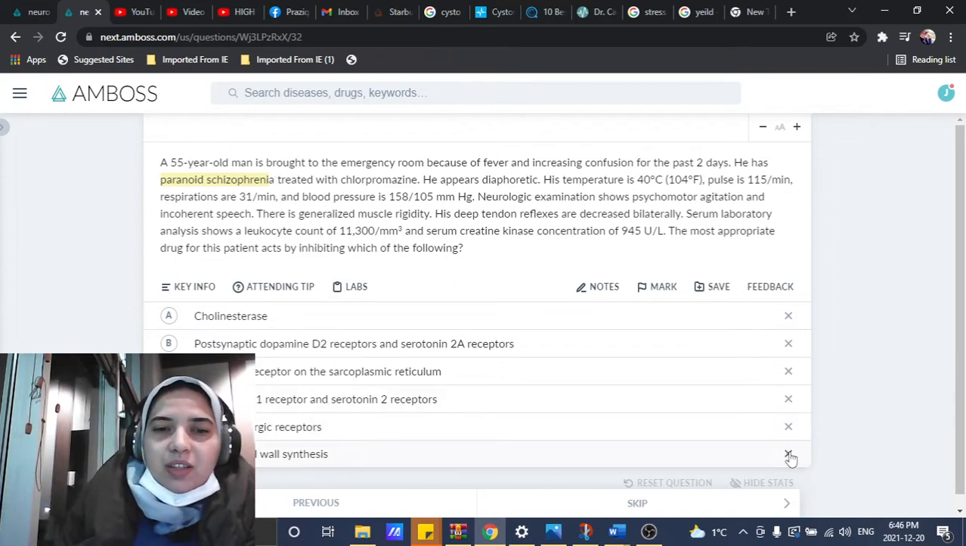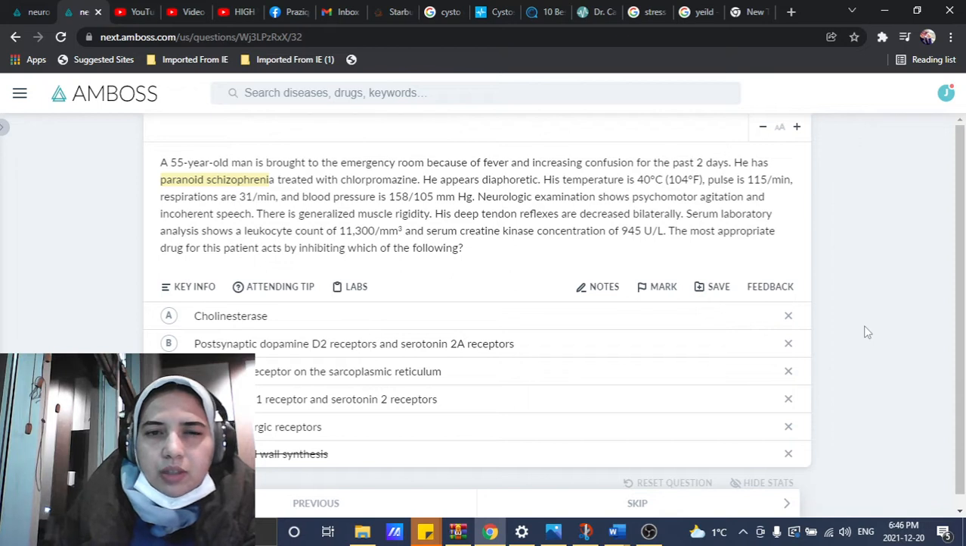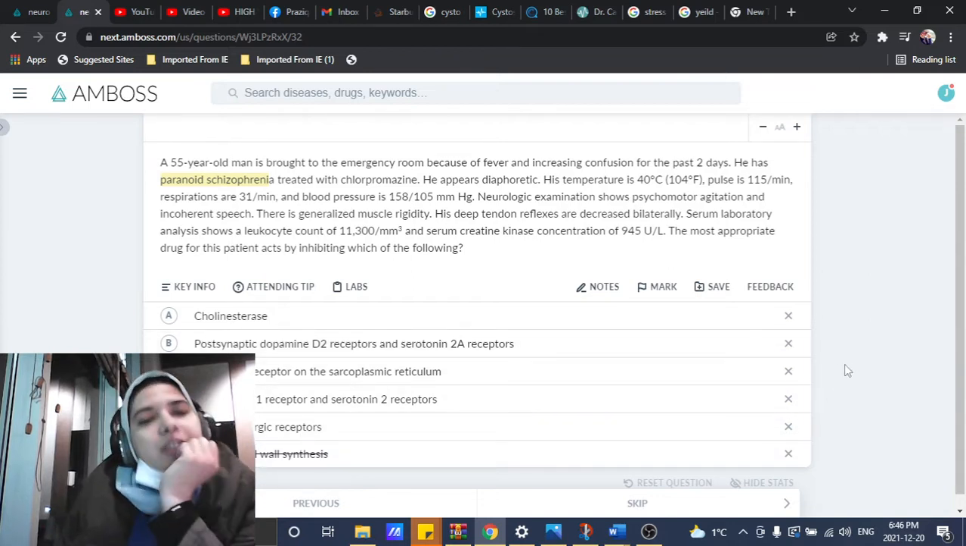So it's not bacterial cell wall synthesis that's causing this. The most appropriate drug isn't going to be dealing with an infection. We're not dealing with an infection here, although his leukocyte count is 11,000. Okay. Beta adrenergic receptors, I don't know. I actually don't know.